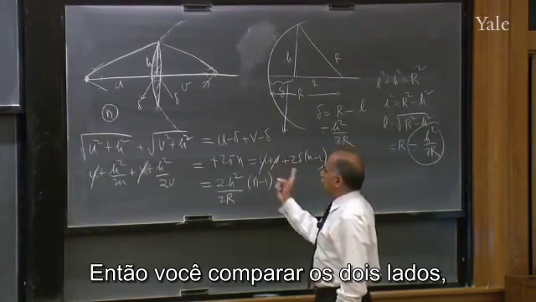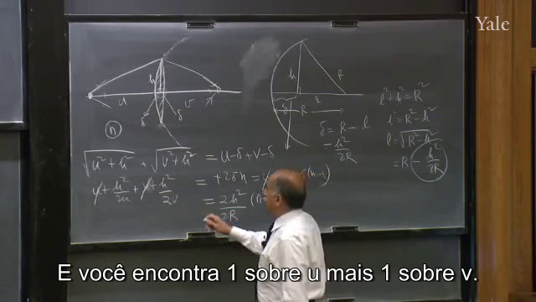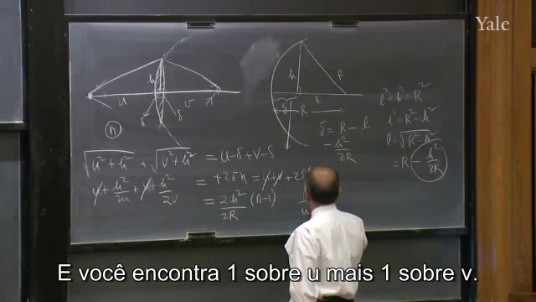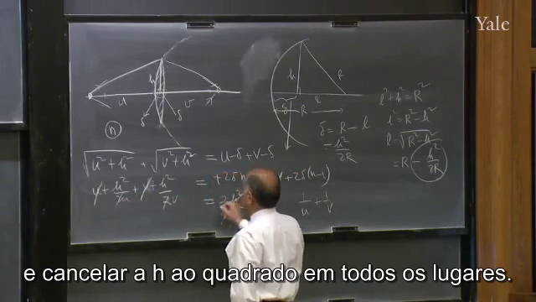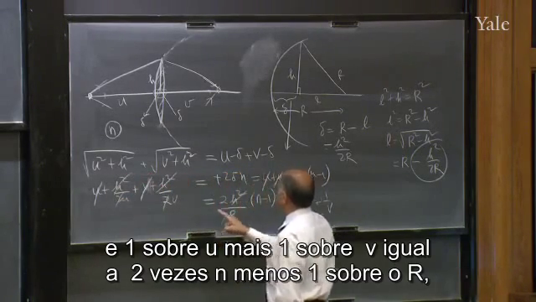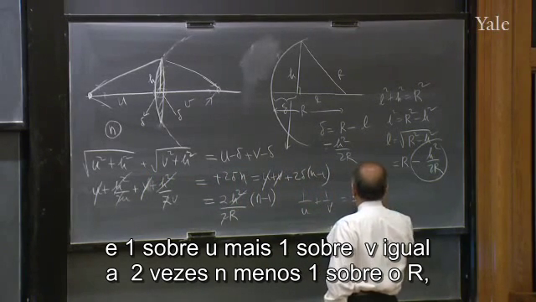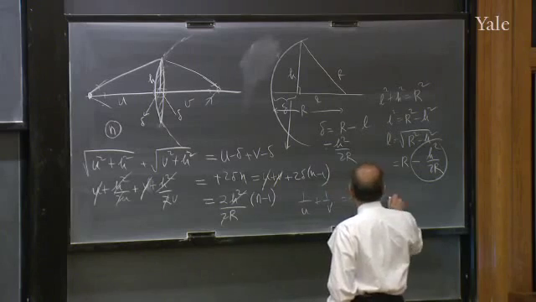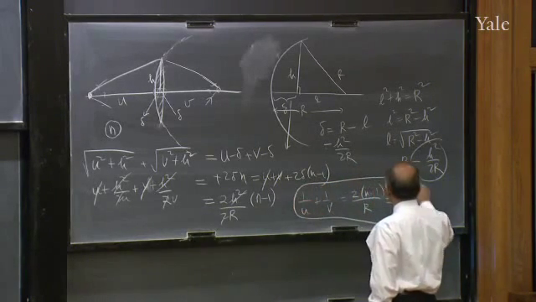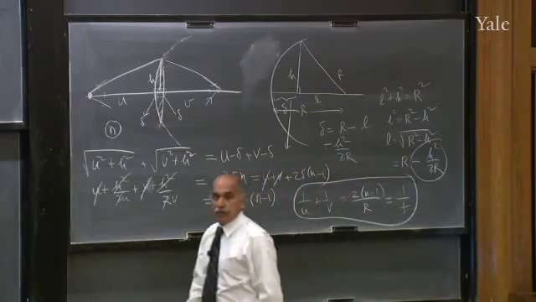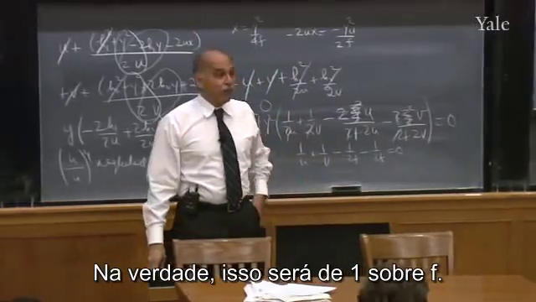So you compare the two sides, and you find 1 over u plus 1 over v. In other words, drop these common factors and cancel the h squared everywhere. 1 over u plus 1 over v is equal to 2 times n minus 1 over r, which I'm free to write as 1 over f if I like. In fact, that will be 1 over f.